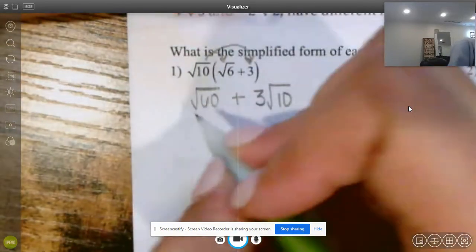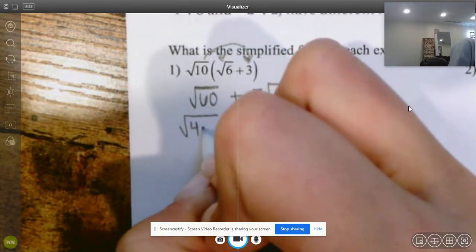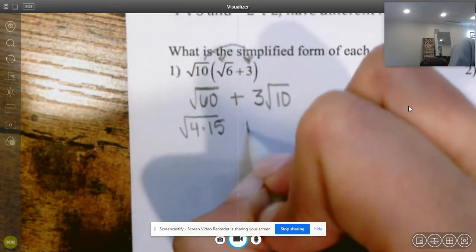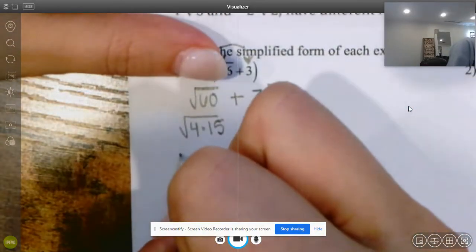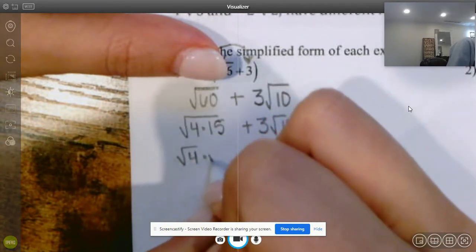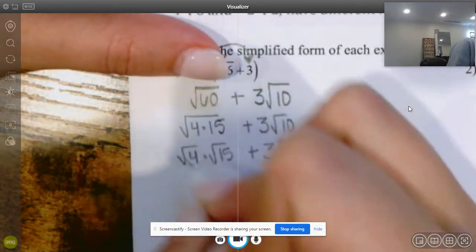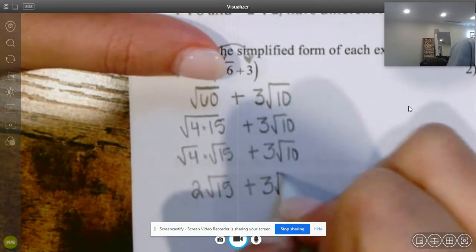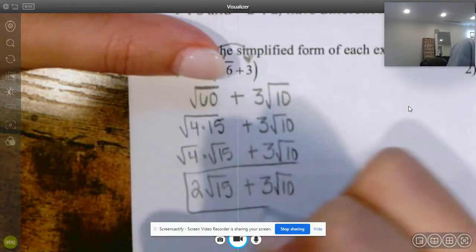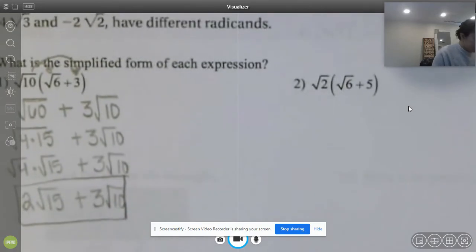So we can go ahead and change the square root of 60 into the square root of 4 times 15 plus 3 root 10, right? Because we didn't touch anything. The square root of 4 times the square root of 15 can be broken up. And this can be rewritten as 2 root 15 plus 3 root 10. And actually, that is in its simplest form. There is nothing that we can combine in order to make that work. So this is it in its simplest form.